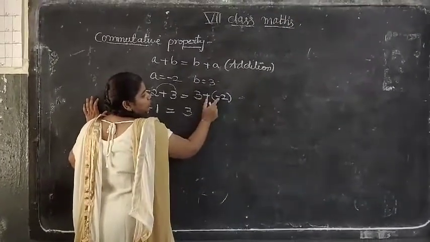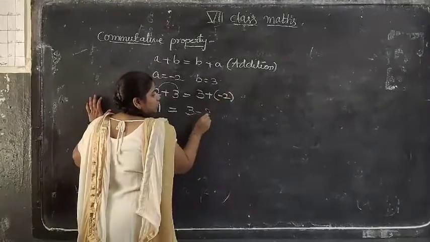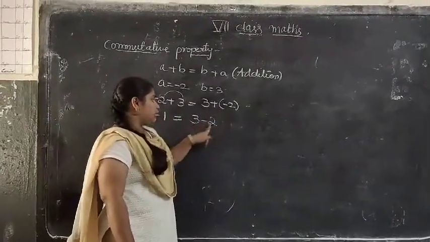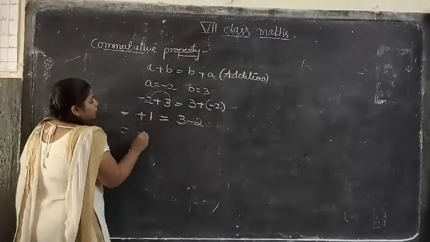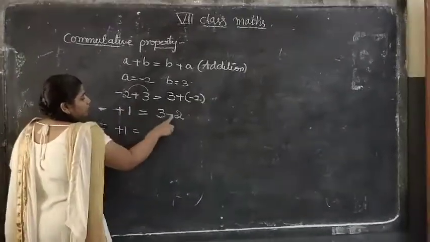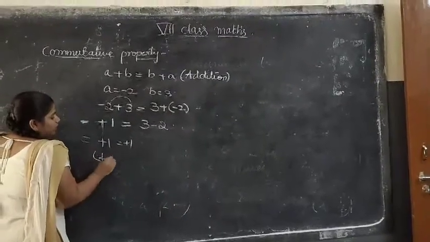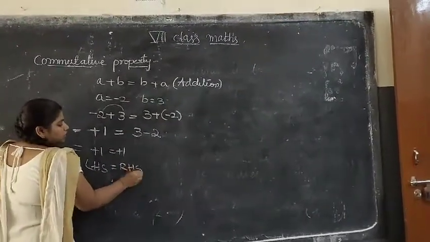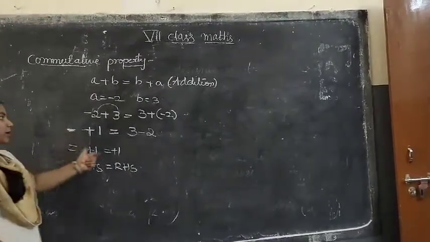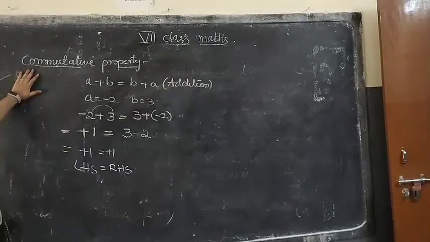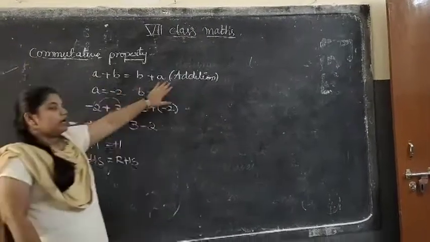In the same way, on the right side you are seeing double signs together. Plus into minus will be equal to minus, so I am writing it like this. So 3 minus 2 will be equal to +1. We got the LHS value equal to the RHS value. Both the LHS and RHS are equal, so we can say that the commutative property is satisfied under addition.